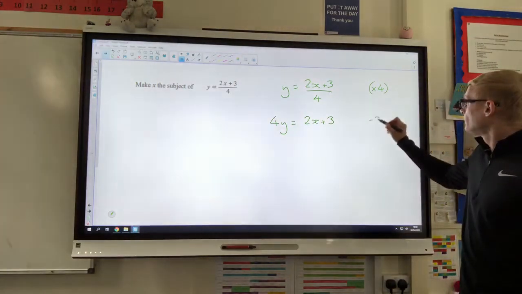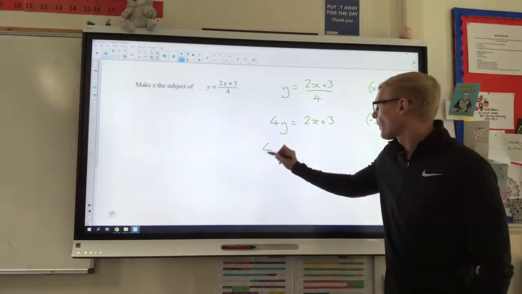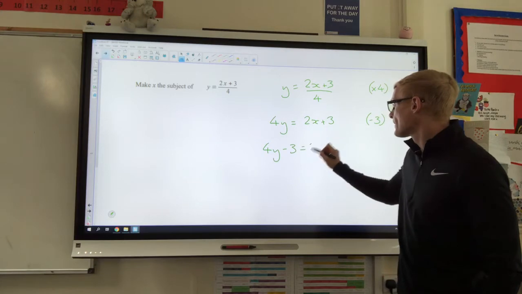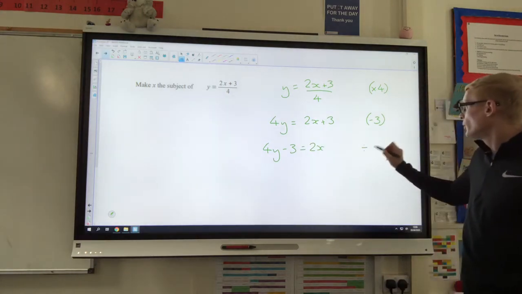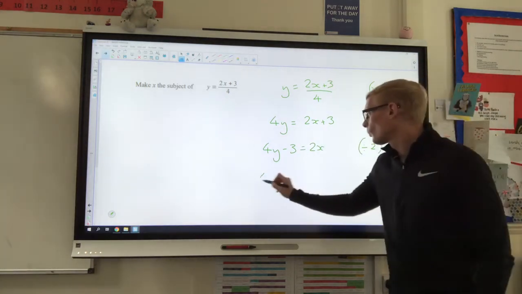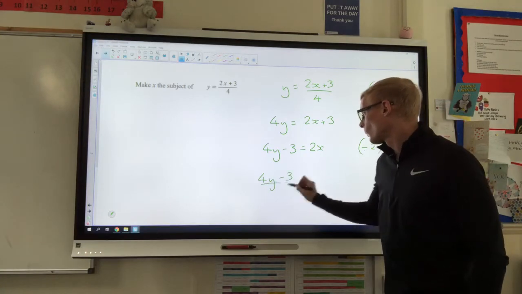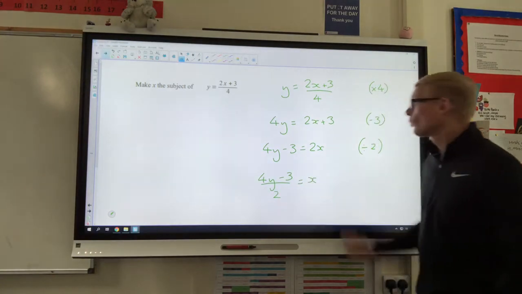Move 3. And then divide by 2. And that's your answer.